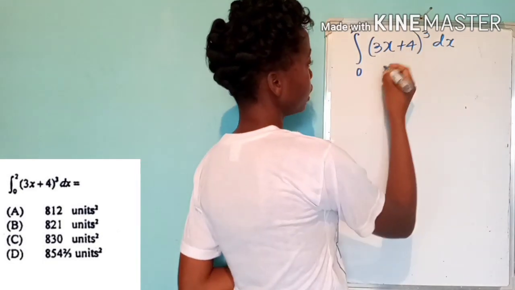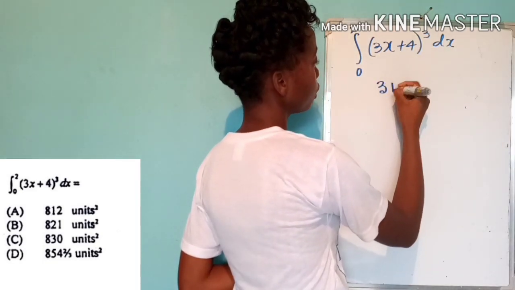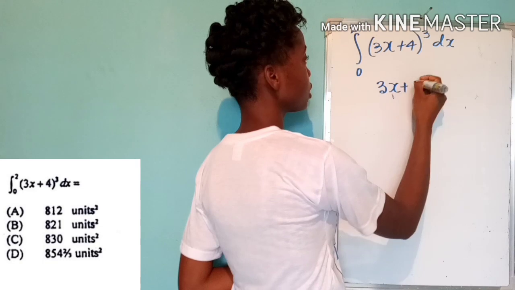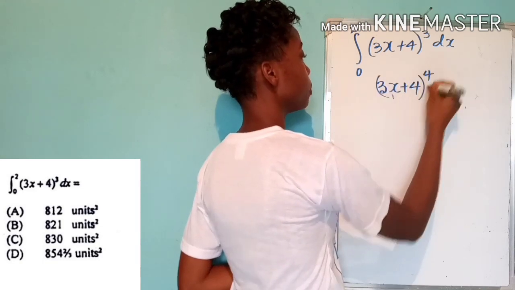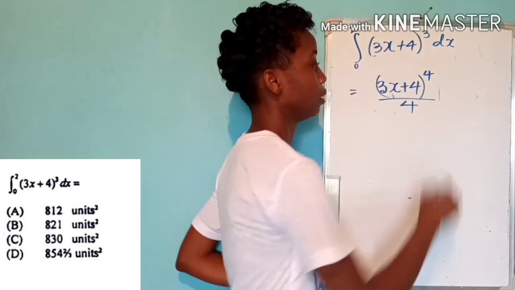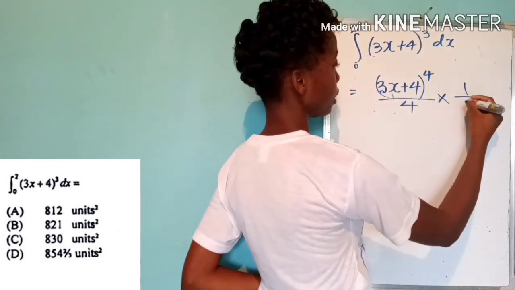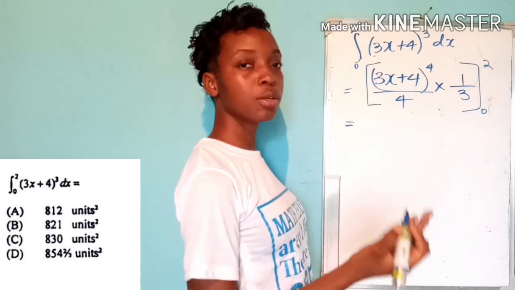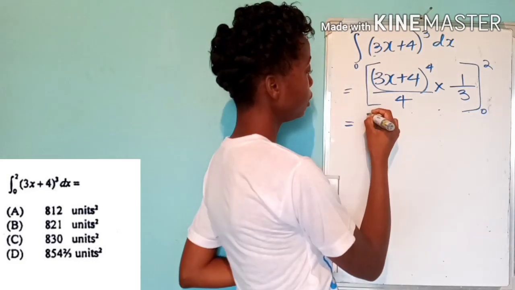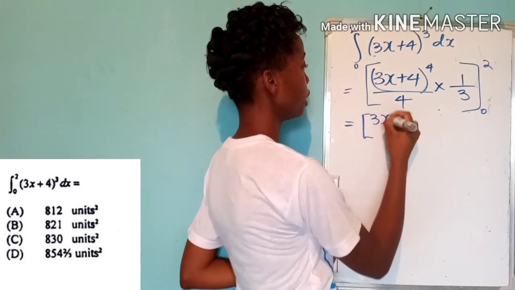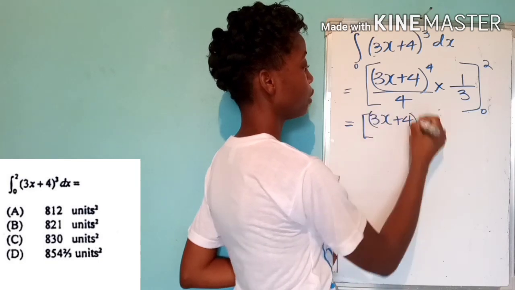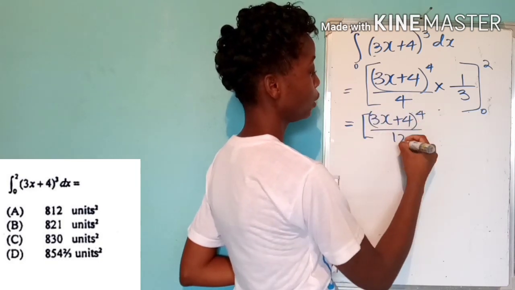We will integrate 3x plus 4 all cubed, and that will give us 3x plus 4 raised to the 4th power over 4 multiplied by 1 over the derivative of what's inside our bracket. We will now substitute our upper limit and lower limit into 3x plus 4 raised to the 4th power over 12.